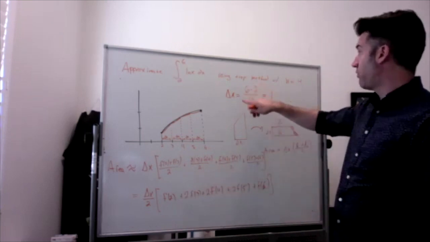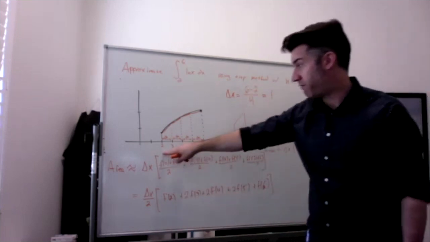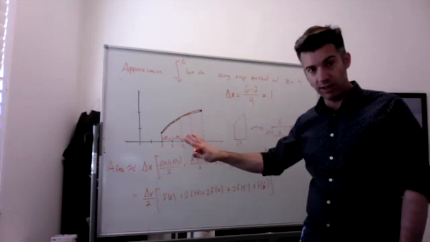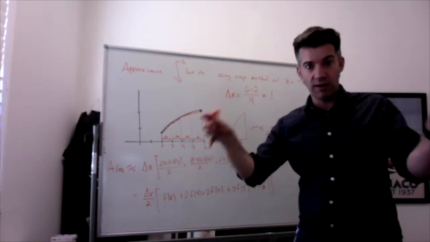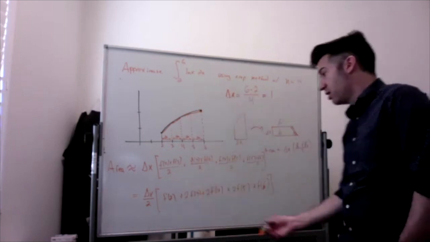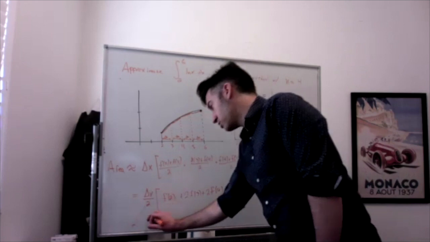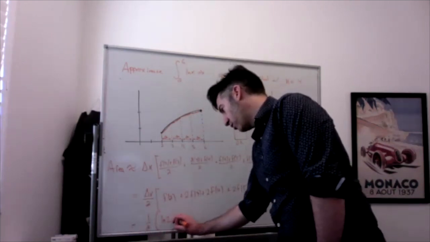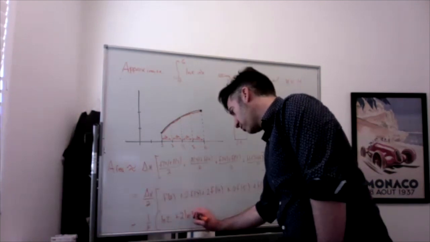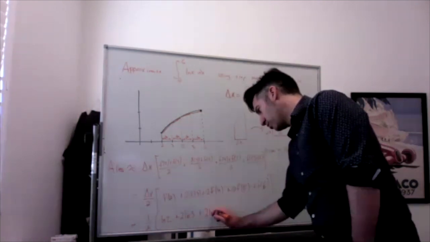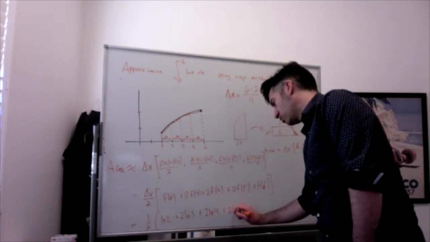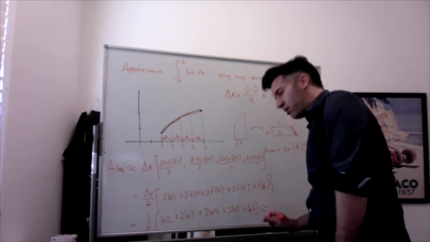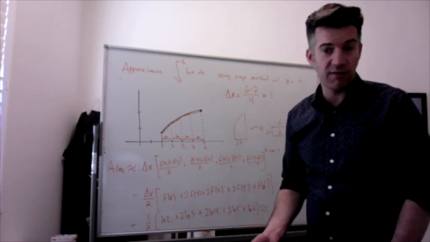So if you're doing n equals 4, you should have 5 points, right? Because you have 4 sections, you have to have an endpoint, so 5 points. So you should have a 1, a 1, and then the 3 middle ones should all have 2s. So this particular one, you're going to get delta x, which is 1 over 2, times f of 2, which is natural log of 2, plus 2 natural log of 3, plus 2 natural log of 4, plus 2 natural log of 5, plus natural log of 6. And if we get out the calculator, that's approximately 5.34.